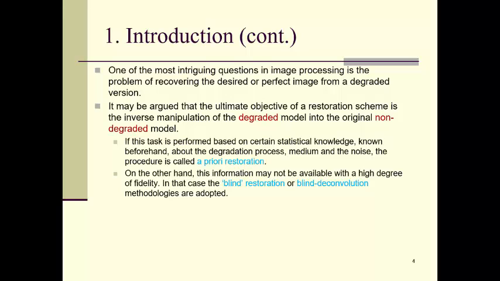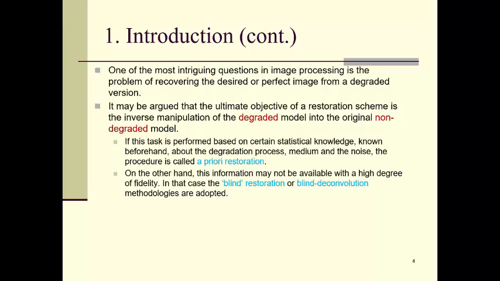Okay? So here we say that it's based on certain statistical knowledge known beforehand about the degradation process, medium and the noise. And the procedure in this case is called a priori restoration. Okay? So this means that I have enough information about the environment in which I'm taking, for example, these pictures, having some, or let's say most of the information needed for the H function. So in this case, I can do what's called the reverse manipulation. Okay?